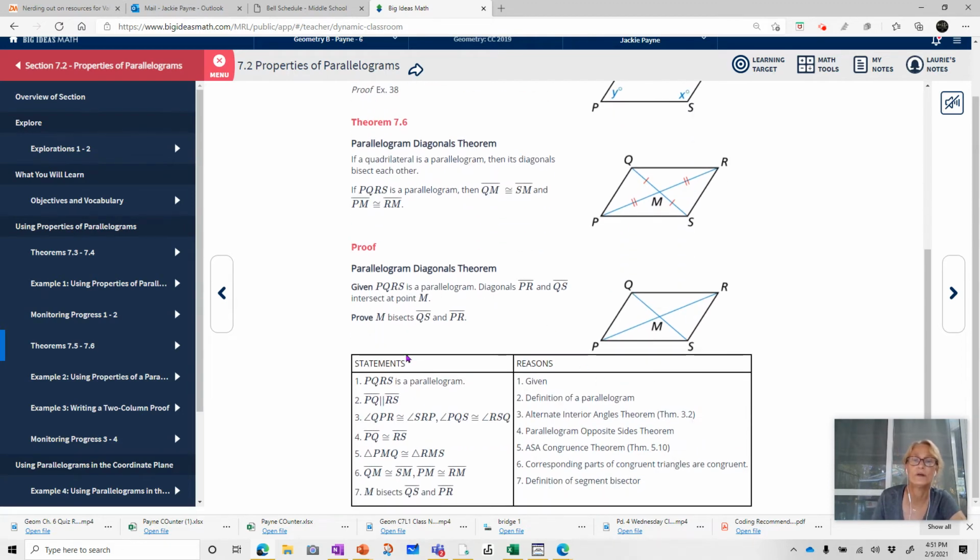Here we go. There's another proof. Again, if you'd like to read the proof, stop the video and read through it. It uses angle, side, angle, and alternate interior angles.